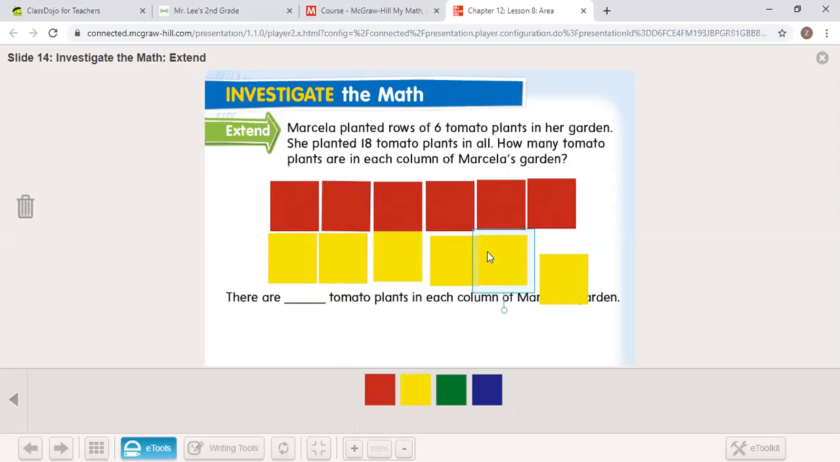Do I have 18 yet? Well, if I can count by 6s or be able to multiply 6 times 2 or 12, or I can even count by 2s, 2, 4, 6, 8, 10, 12. So we don't have enough. Let's add another row.